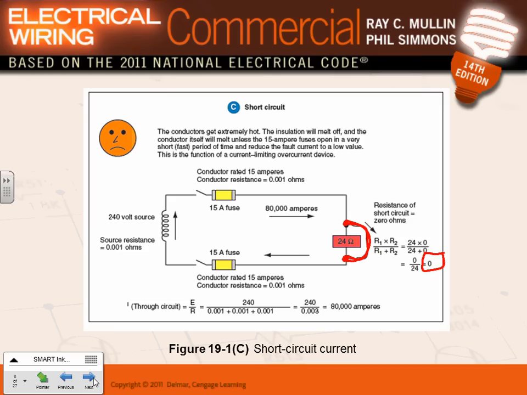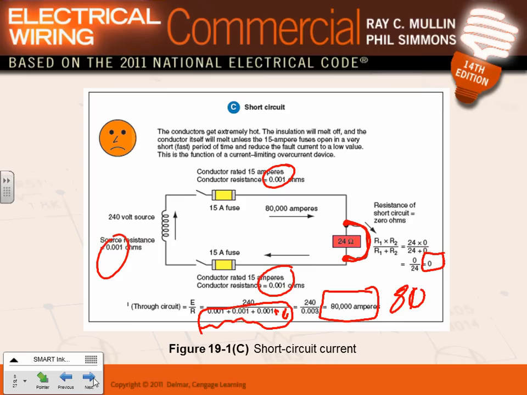Okay, so here's plus zero here. So the only impedance in the system is this one, the source, as well as the conductors, right? Because the load impedance is gone. So you're dividing by a very, very small number, and guess what you got here? You got yourself into 80 kiloamps. Now that's what we call short circuit, right? 80 kiloamps.